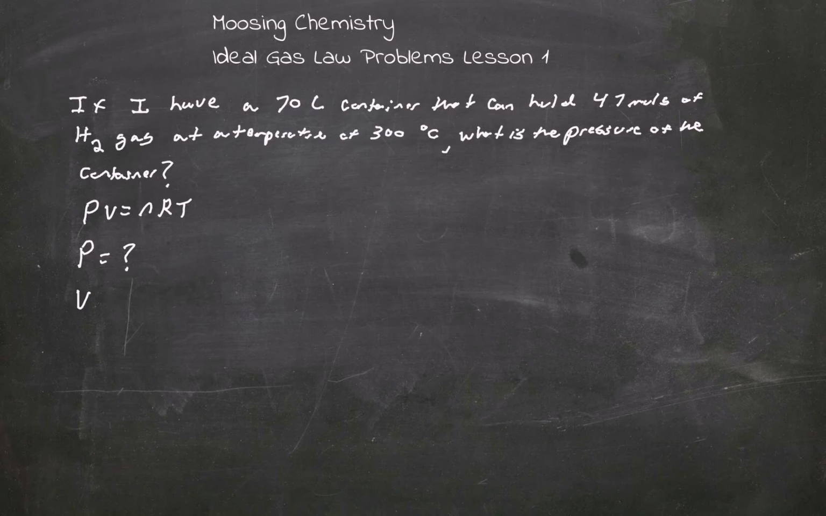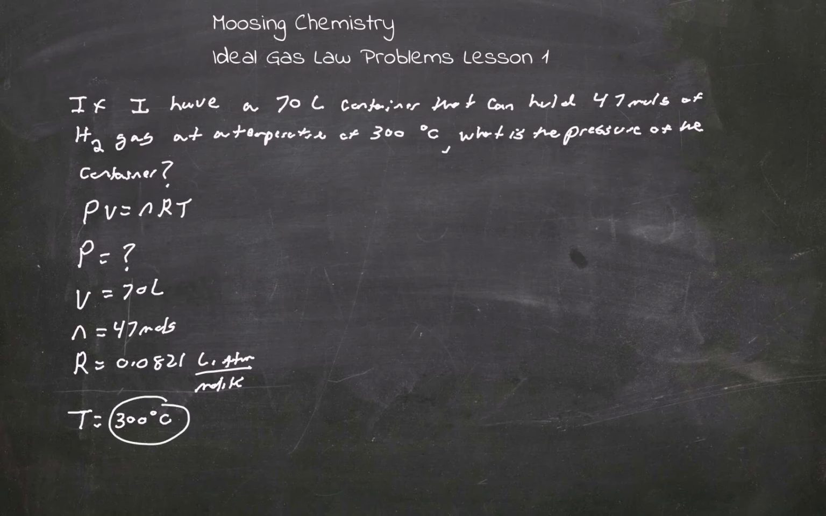Our volume is a 70-liter container. Our n value is 47 moles, so we're doing pretty good so far. All right, looks pretty easy. Our R value, of course, is 0.0821 liters times atmospheres over moles times Kelvin. And our T is 300 Celsius. Uh-oh, look at that, 300 Celsius. We can't use Celsius, so we need to turn that into Kelvin.